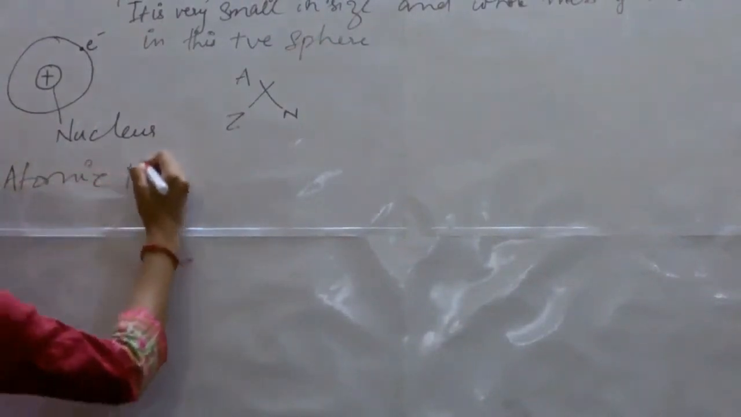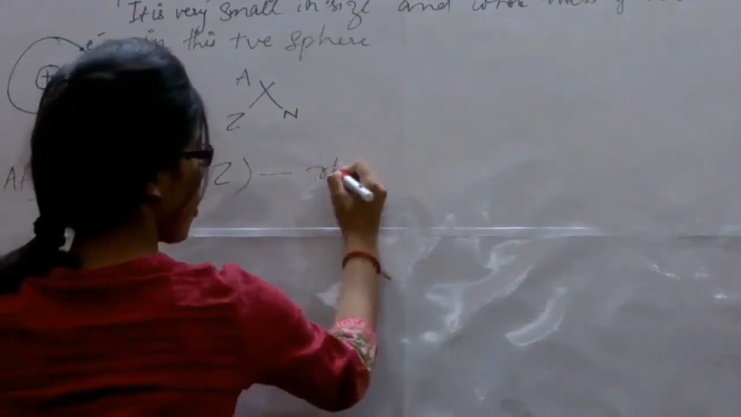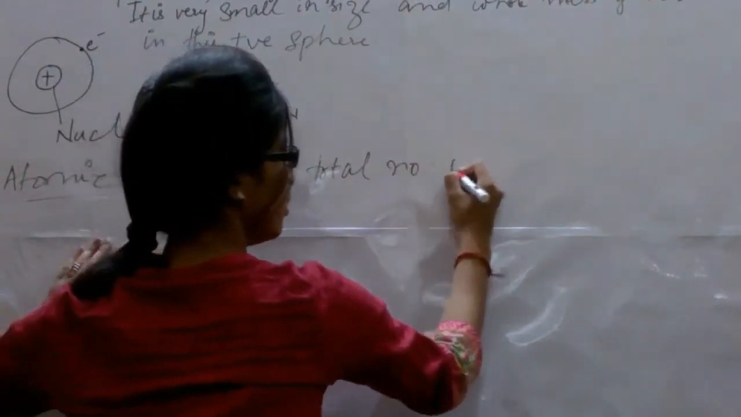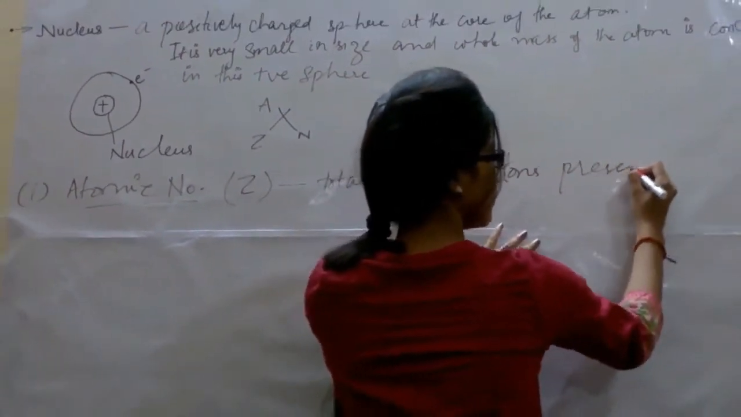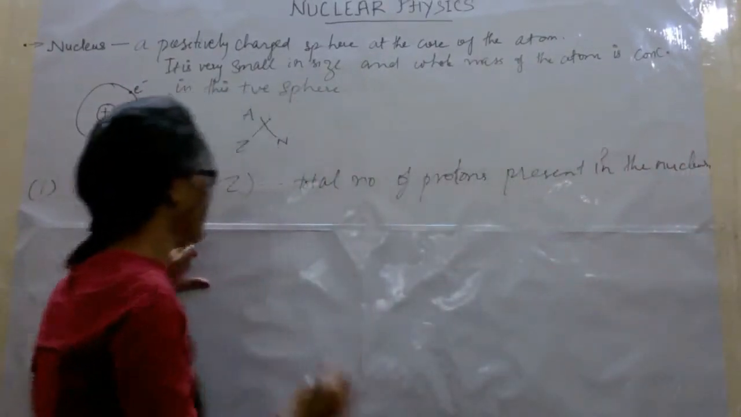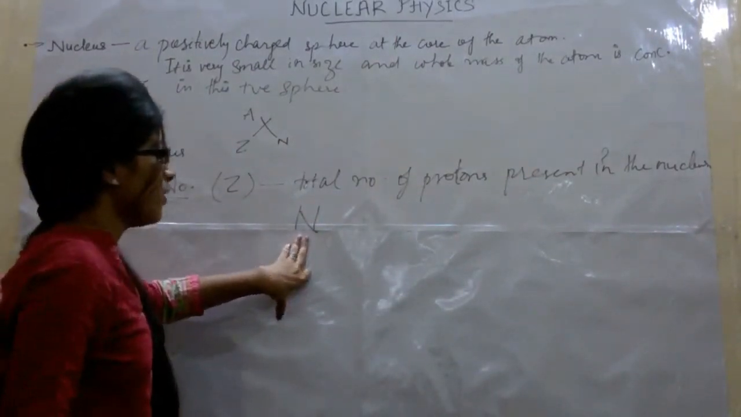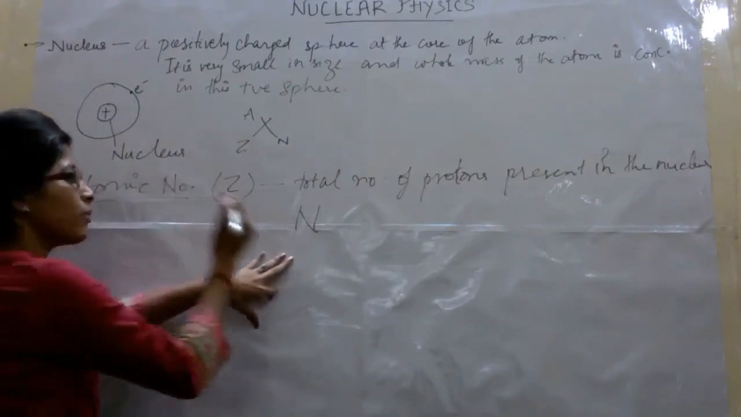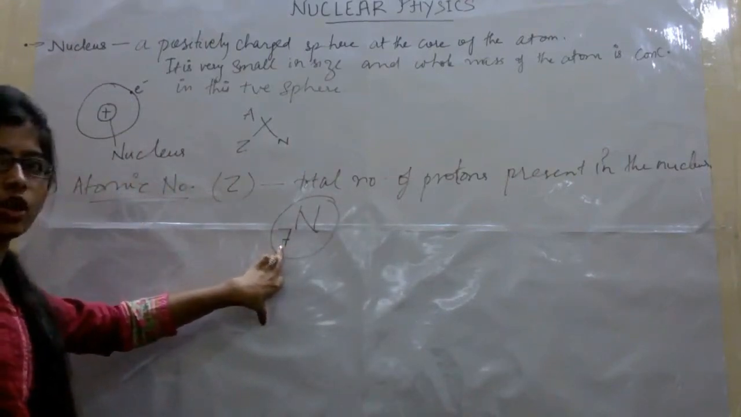Now, the first term related to nucleus is atomic number. What is this atomic number? Represented by Z, it is the total number of protons present in the nucleus. Say we have a nitrogen nucleus. We know that nitrogen has 7 protons, so we represent the nitrogen nucleus with atomic number 7.